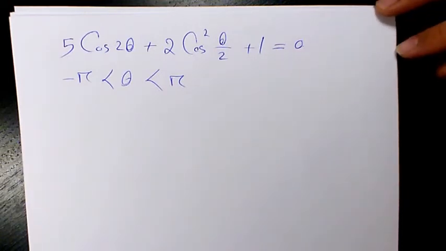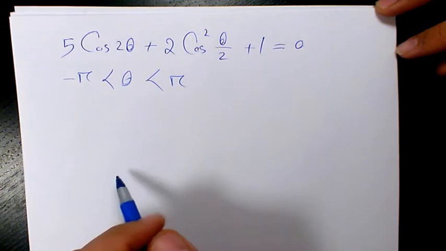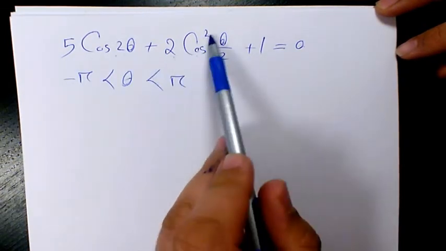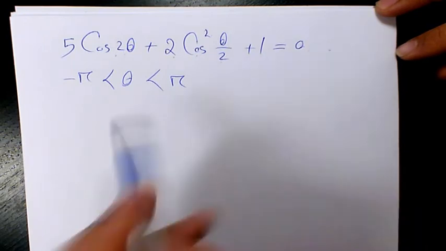Welcome to another video. In this video I want to show you how to solve this trigonometric equation: 5 cosine 2 theta plus 2 cosine squared theta over 2 plus 1 equals 0.